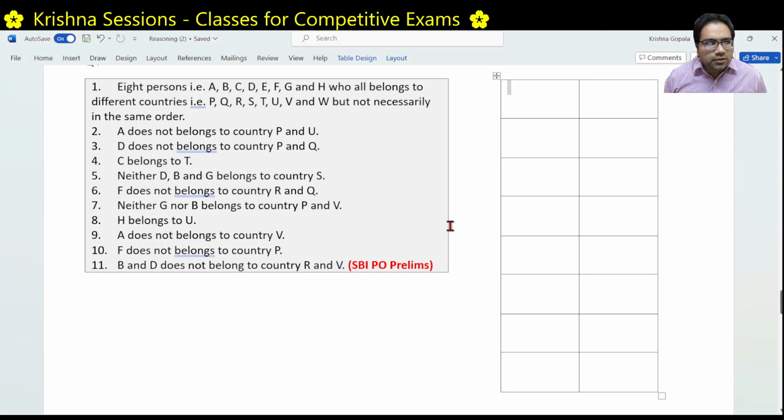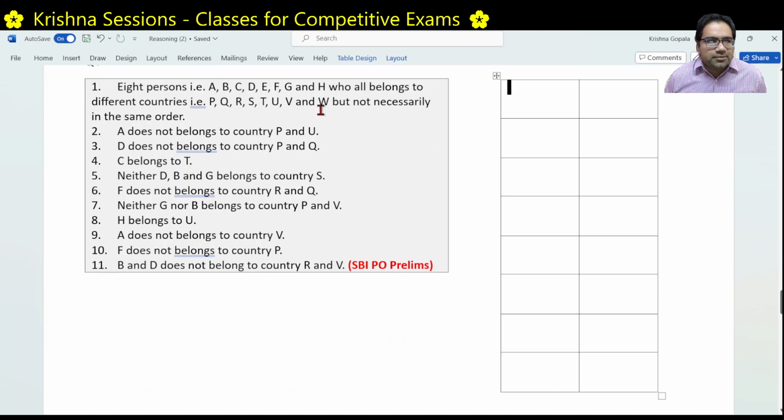Good morning, friends. Let us do one more problem. This again is some SBI PO prelims problem. This problem is about just arrangement or mapping of persons and countries. Let's get into this. A, B, C, D, E, F, G, H.